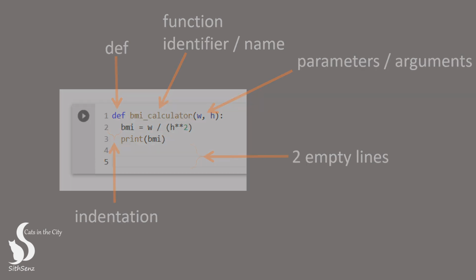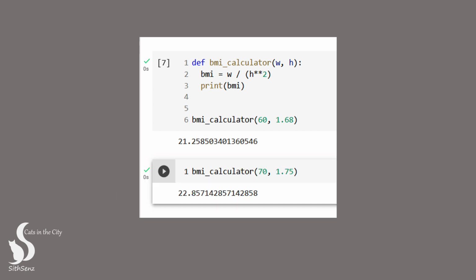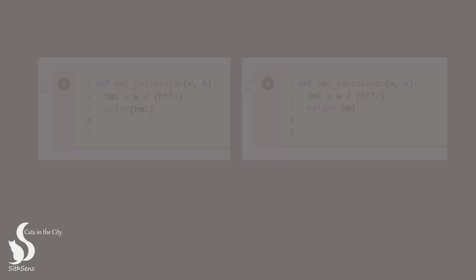Let's call our function. Calling a function is easy, you just type its name like this. I'll put in my weight 60 kilograms and height 1.68 meters as the parameters. And there, my BMI is 21.26. Let's calculate Johnny's BMI. His weight is 70 and height is 1.75. His BMI is 22.86. Apart from the print function, you can also use return for the result.